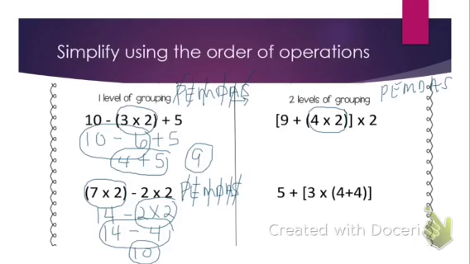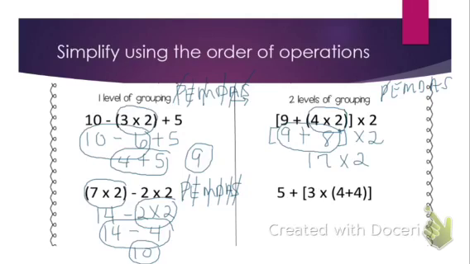So 4 times 2 is 8. Now once again, it's very important to remember you work left to right and you bring everything down. Now to eliminate the brackets, I need to perform the operation inside the brackets. So 9 plus 8 is 17. And then I bring everything down.